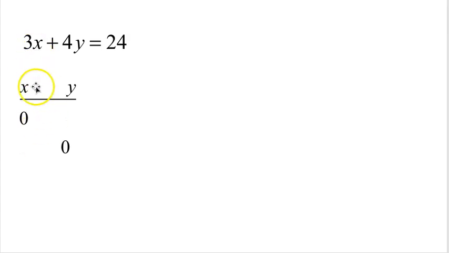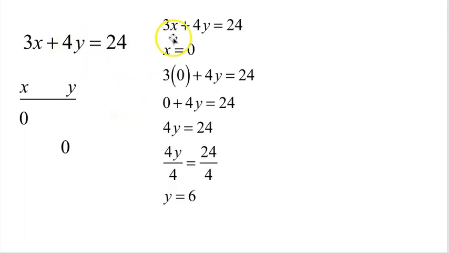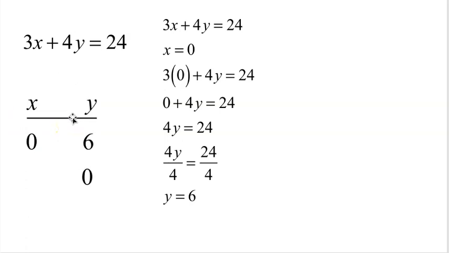So if the x value is 0, 3 times 0 plus 4y is 24. We want to solve for y. 0 plus 4y is 24. 4y is 24. Dividing both sides by 4, 24 divided by 4 is 6. So when x is 0, y is 6, that is our y-intercept. So you'll notice we did not have to put that in slope-intercept form to get our y-intercept of 6.